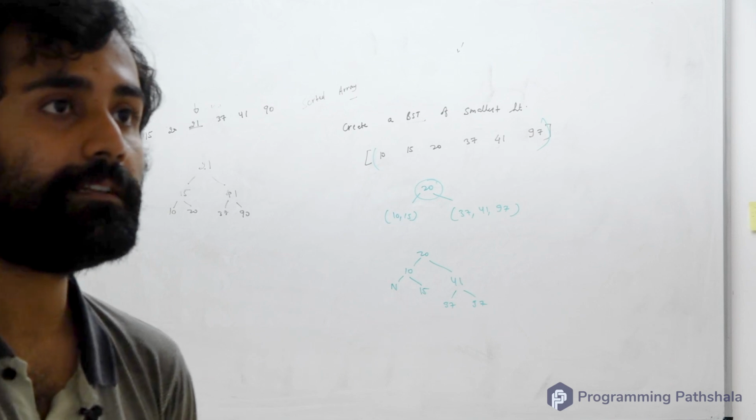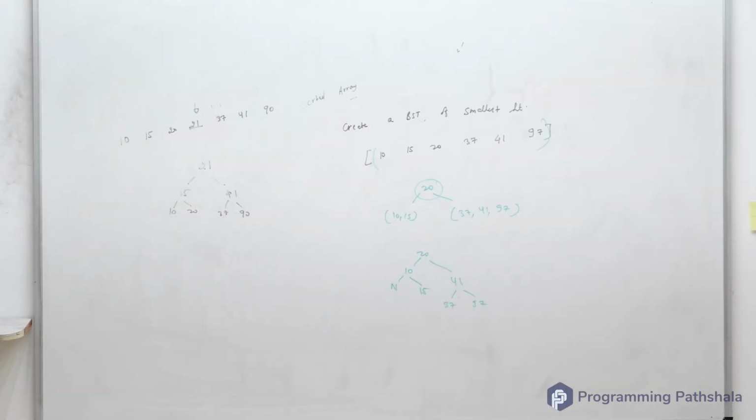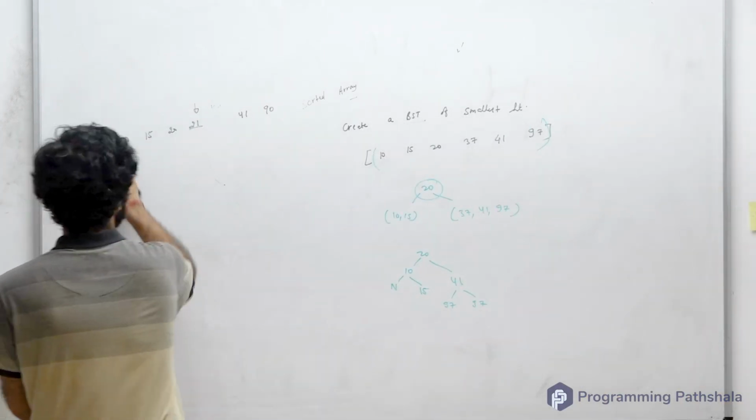Order n. Why order n? Because every node is being touched exactly once. You figure out mid in order one time and then call for the other nodes. Once you have touched a node, you do not touch it ever again. Okay, so let us try to understand.